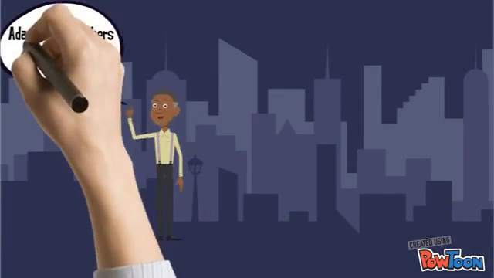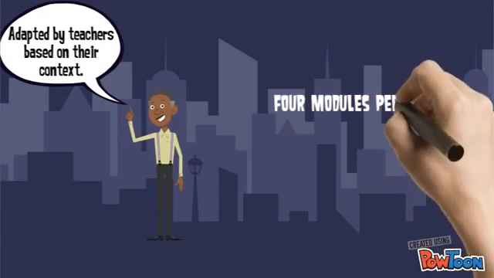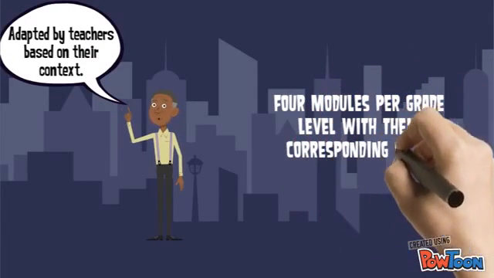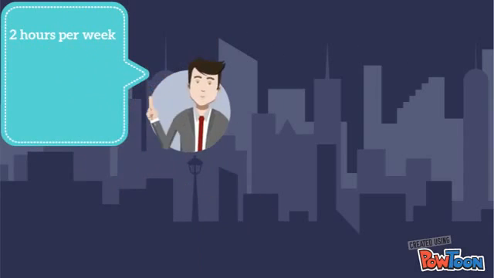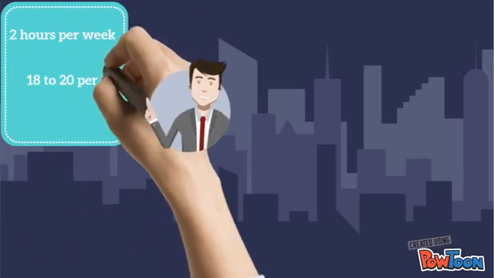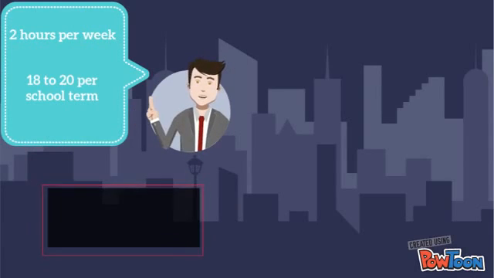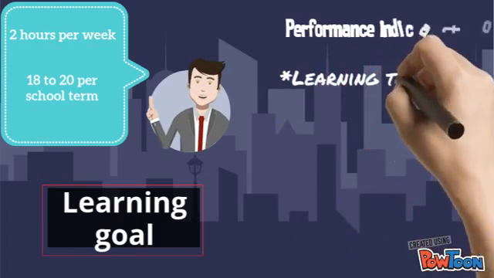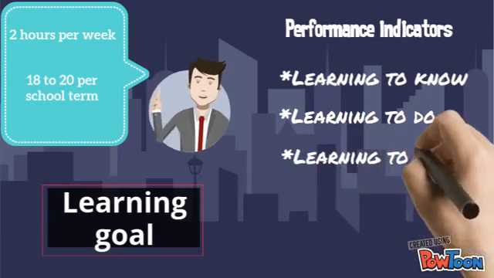The structure includes 4 modules per grade level, 1 for each of the school terms if applicable. The modules are identified from 1 to 4 and their corresponding name. The curriculum has been designed with a target teaching time of 2 hours a week, for each module between 18 to 20 hours. The syllabus also establishes a learning goal that is expected to be achieved at the end of each module. There are some performance indicators such as learning to know, learning to do, learning to be, and learning to learn.